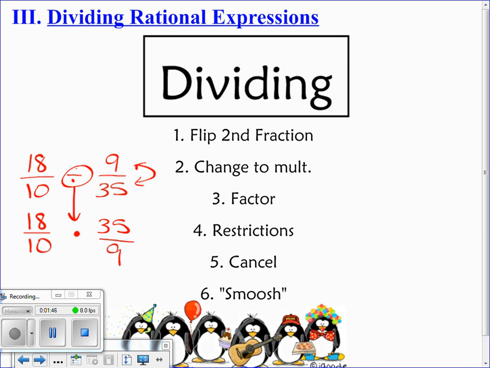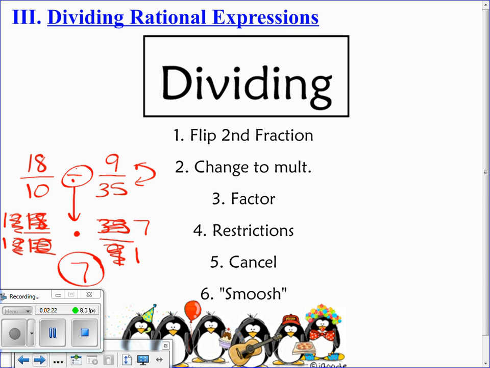So, cross cancel. What would you simplify? 18 and 9. So 18 divided by 9, 9 divided by 9. 35 and 10 divided by 5. 10 divided by 5, 35 divided by 5. Anything else? Yep, this will become 1 and 1. So what's my answer? 1 times 7 is 7. 1 times 1 is 1. So it's just 7.